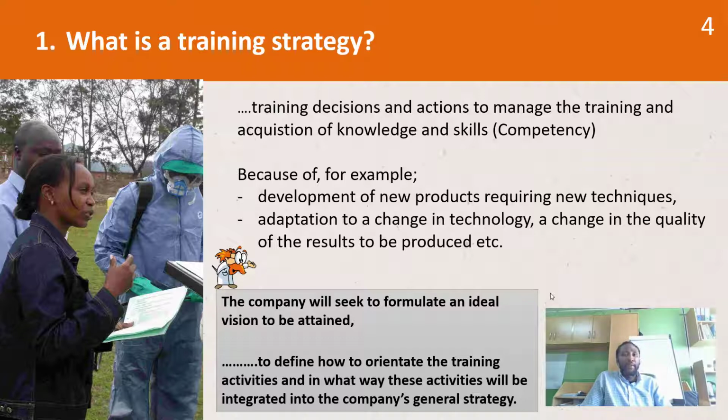This initial state is called a problem situation. In the face of this problem situation, the company will seek to formulate an ideal vision to be attained. What would be the ideal solution if the problem were 100% solved? On the basis of this vision, the manager will determine the concrete results he wants to bring about in the operation of his company or her company.